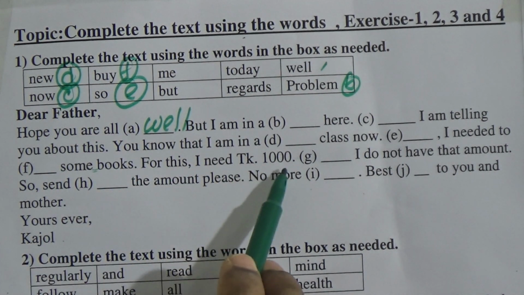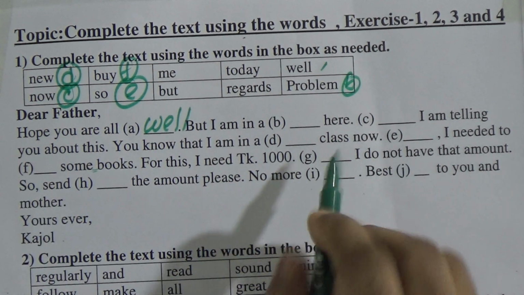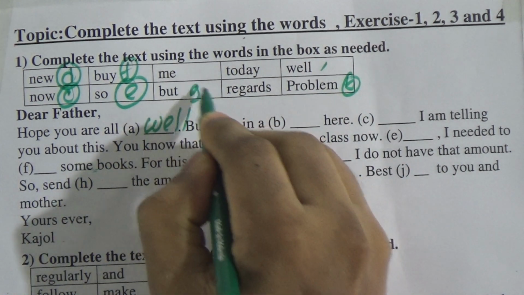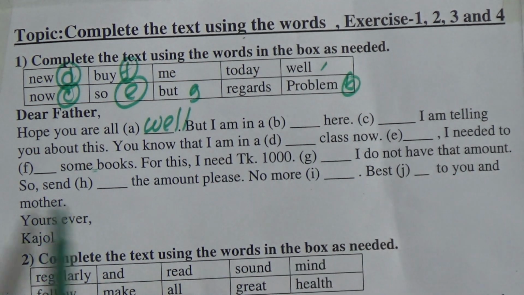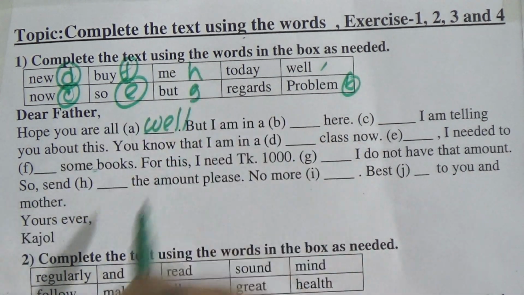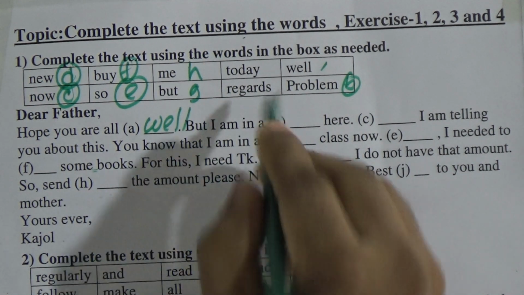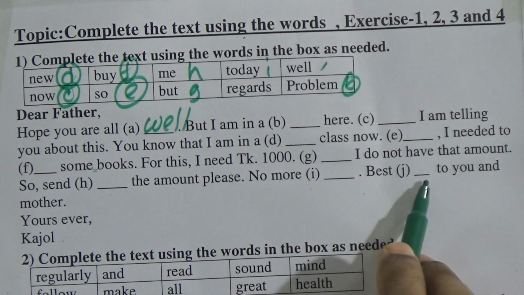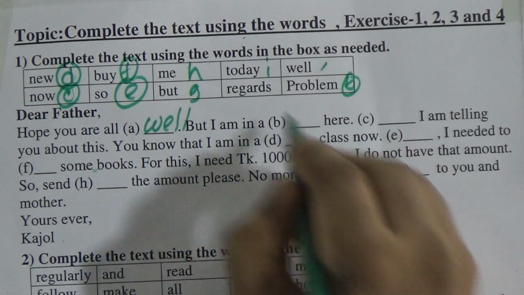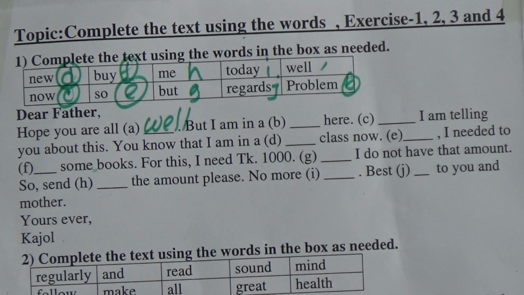For this I need taka 1000. Dash, I do not, but number B will be "but I do not have that amount." So send me, number H will be "me, the amount please." No more today, number I, "today." Best regards. So number J will be "regards." Best regards to you and mother, your Savior Kajal.